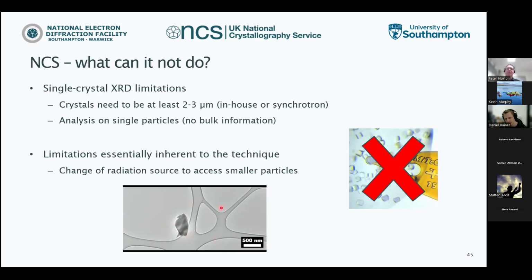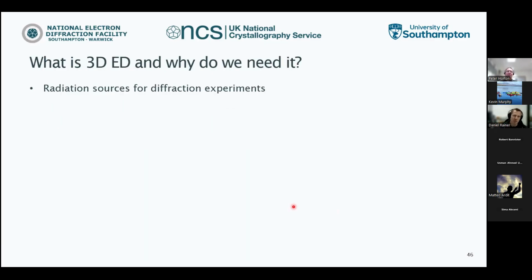So what about particles like this one shown here, which is roughly 500 nanometers in size? One possibility, since we're limited by X-rays themselves, is that one could change the radiation source. That's obviously not that trivial. And now this is where electron diffraction comes into play.